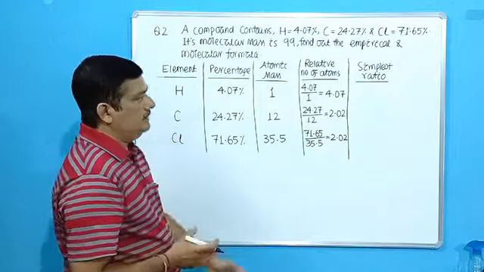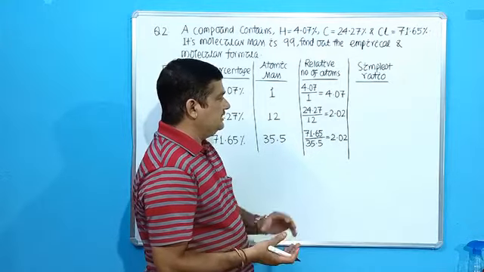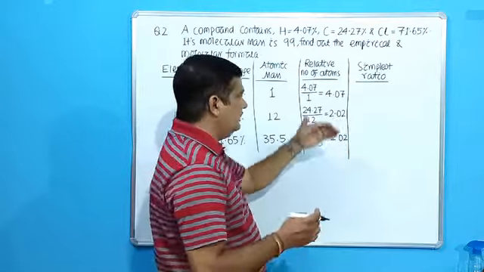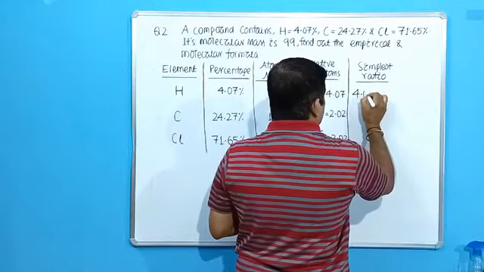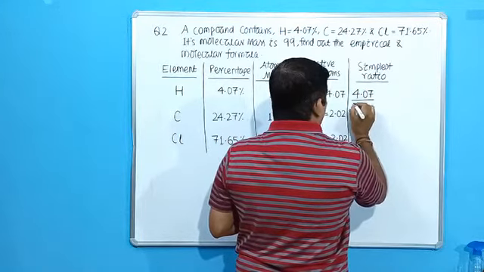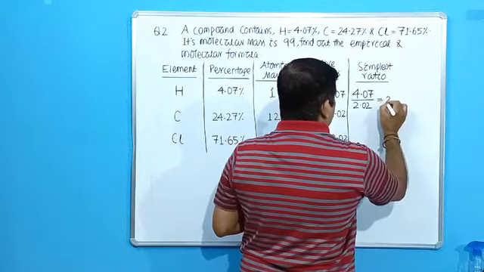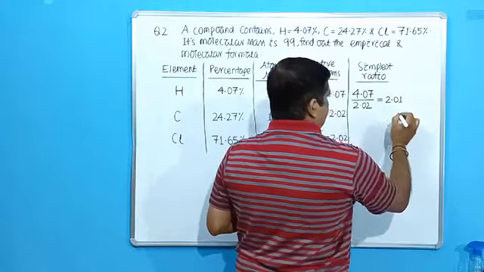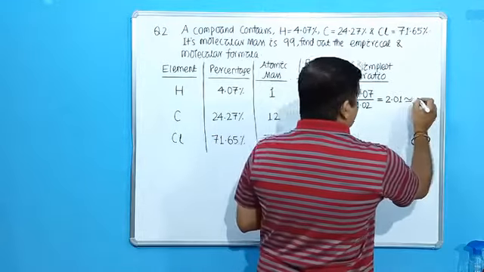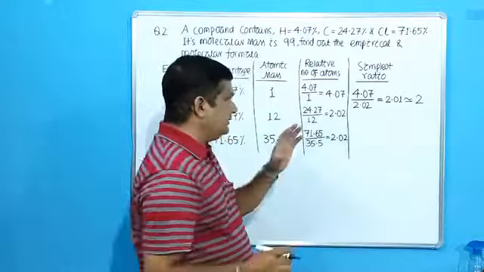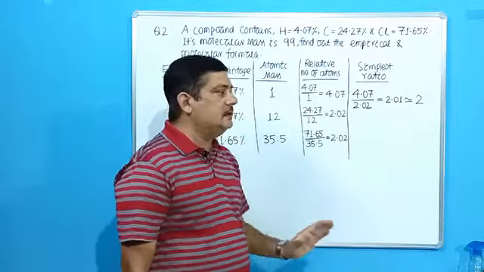Okay. So now we have found the relative number of atoms. Then the last one, we have to find the simplest ratio. Now we have to pick the smallest one. Which is the smallest one? 2.02, and divide it by everyone. So in case of hydrogen it will be 4.07 by 2.02, it will be 2.01. In case of decimals we will take it to the nearest whole number, so 2.01 you take as 2. You have to remember that in case of some decimals we have to round it up to the nearest whole number.